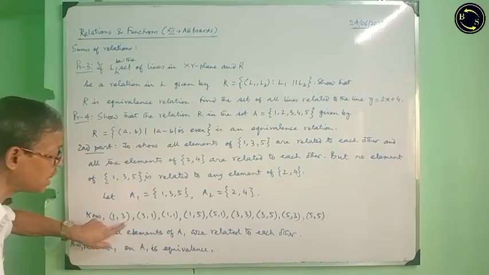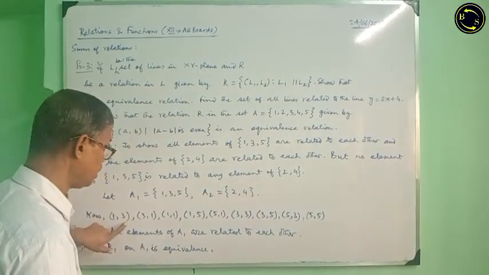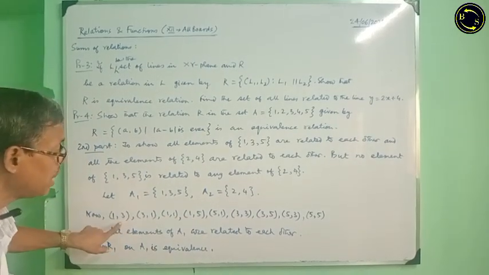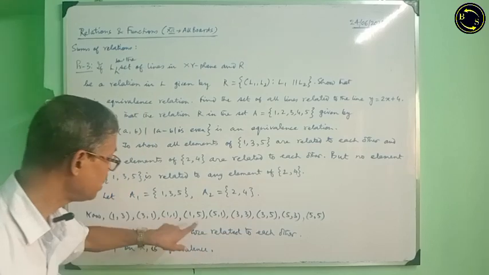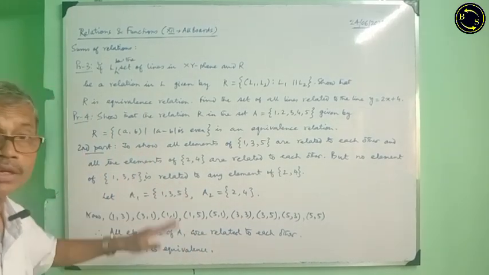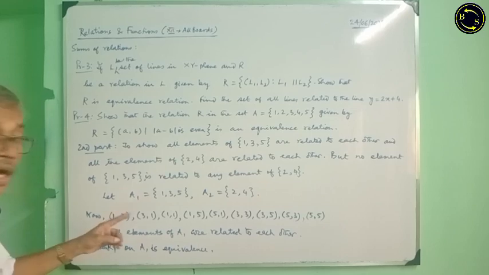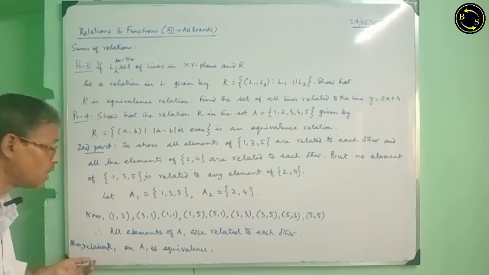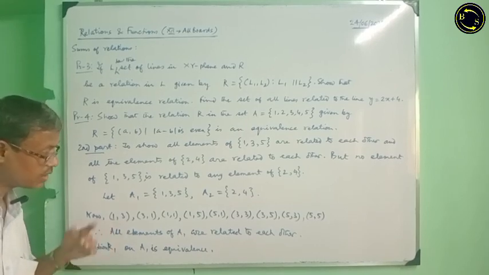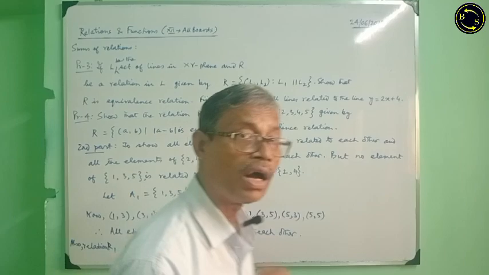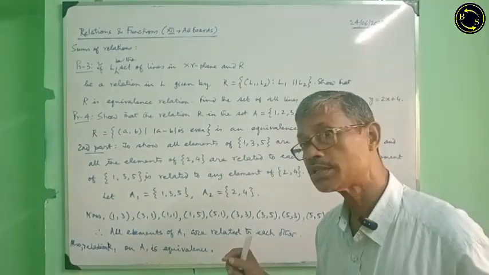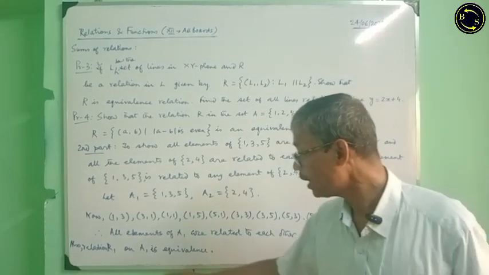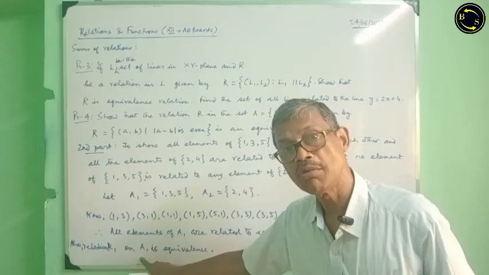We find 1 3, 3 5, then 1 5. AB, BC, then AC is present in the relation R1. Therefore, R1 is also transitive. Therefore, the relation R1 is transitive. Therefore, R1 is a reflexive relation, symmetric relation, and transitive relation. Therefore, R1 is an equivalence relation on set A1.